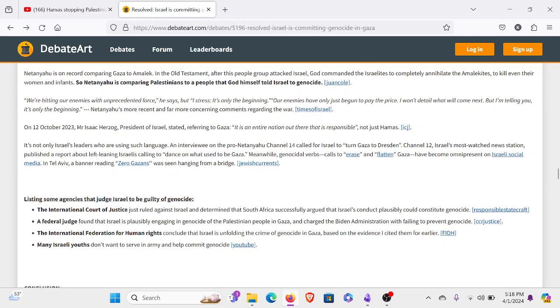Netanyahu is on record comparing Gaza to Amalek. In the Old Testament, after a people group attacked Israel, God commanded the Israelites to completely annihilate the Amalekites, to kill even their women and infants.